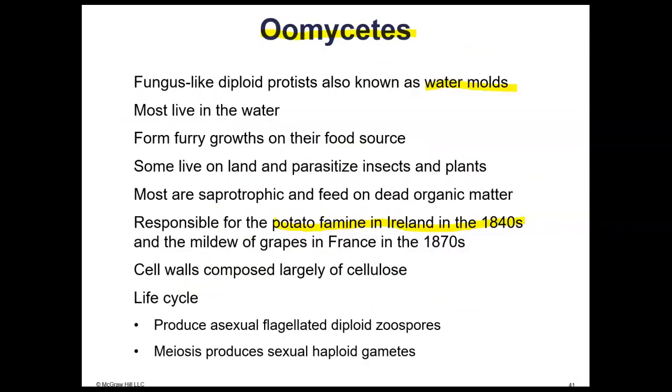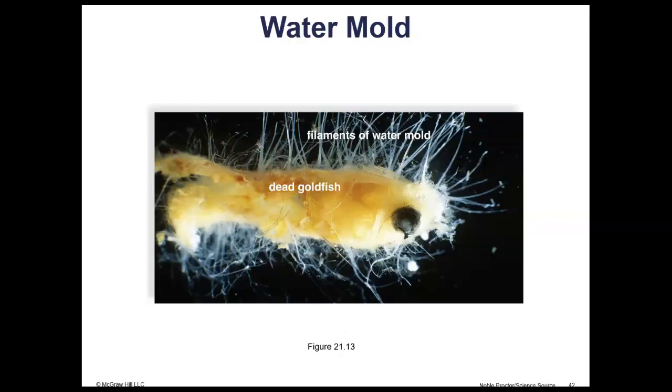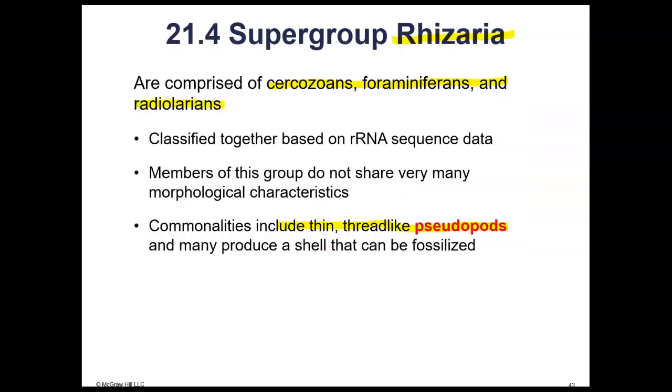And the oomycetes, or more commonly known as water molds, you just need to know that there is a water mold that is responsible for the potato famine in Ireland and the mildew of grapes in France. So these water molds can feed on some animals and plants. And again, water molds are in the Straminopiles, which are in the supergroup Chromalveolata.